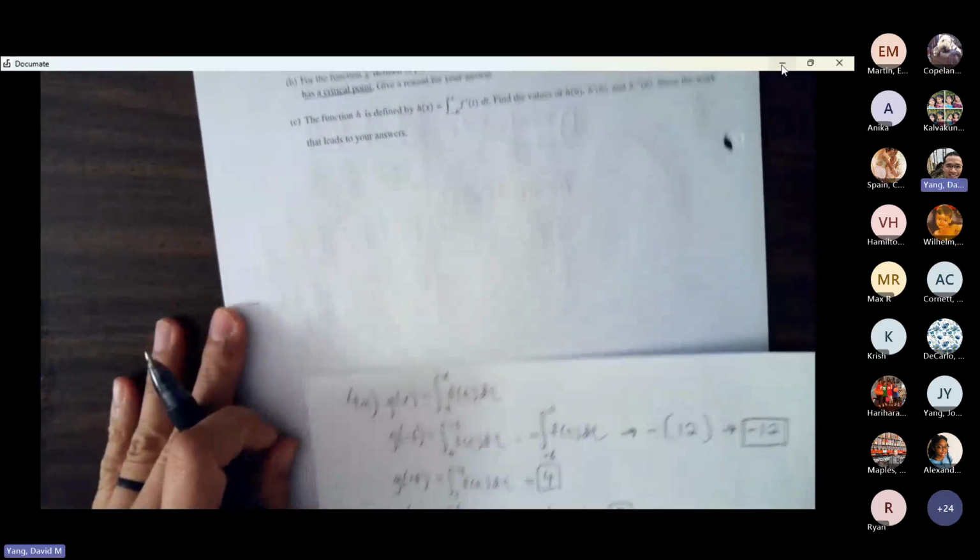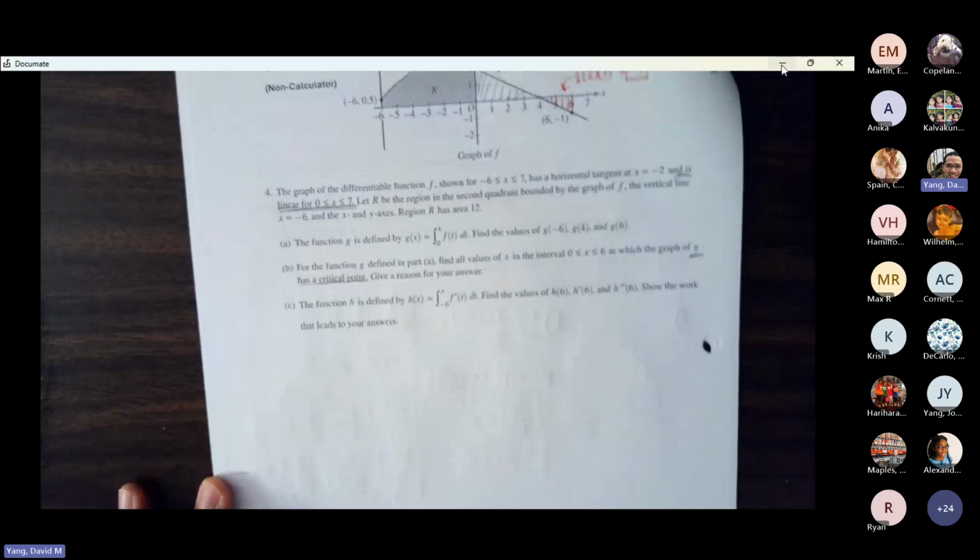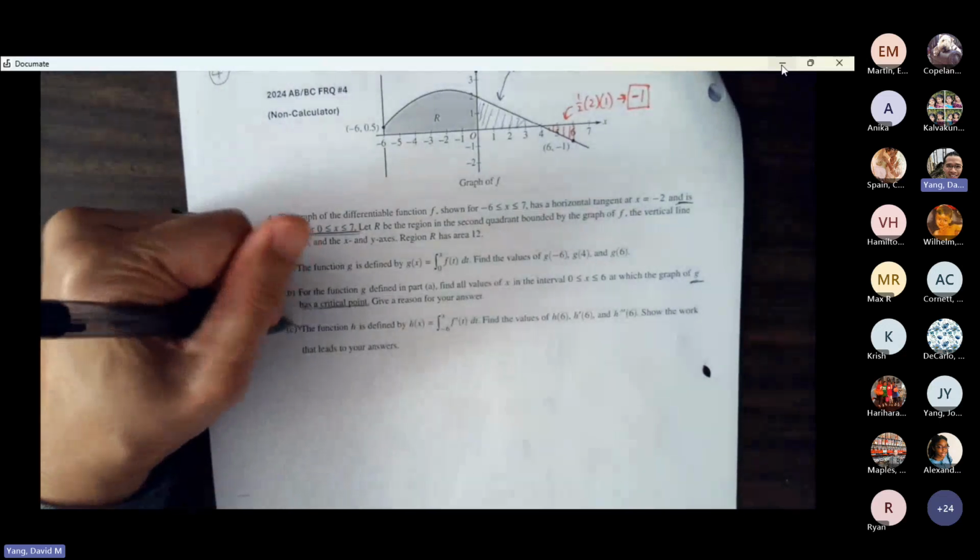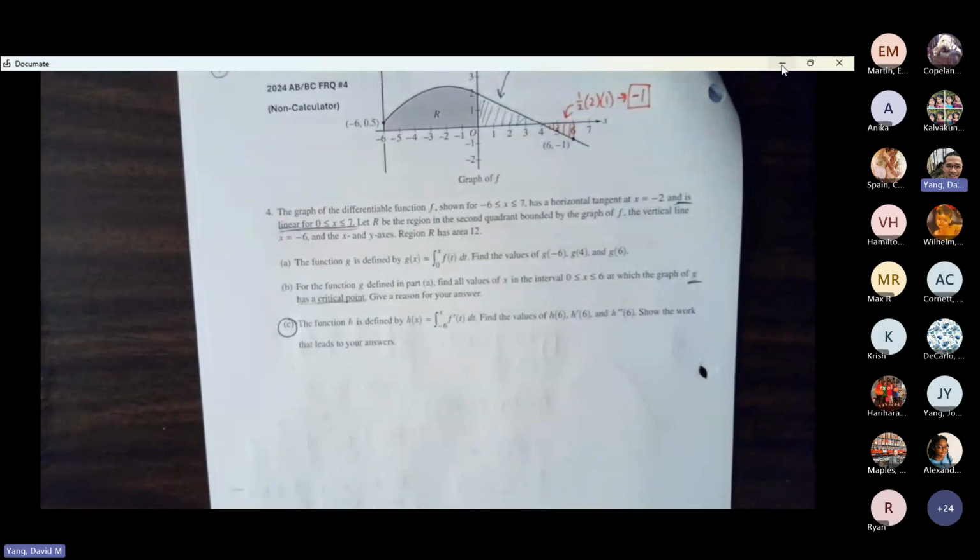Okay, part C. The function h is defined as h is the integral from -6.